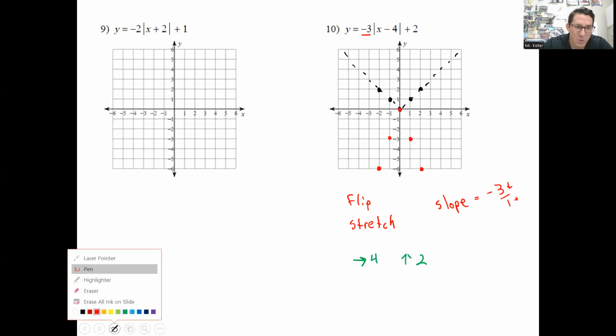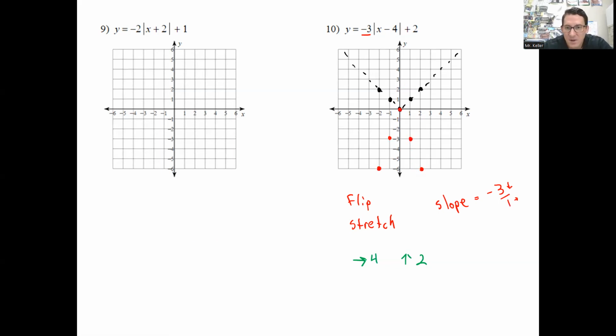And then on each of those points, I'm going to shift right 4, up 2. Right, 1, 2, 3, 4, up 2. And I can plot the other points just like that. So there we go. So I did the flip and the stretch by using that as a slope, and then I shifted each of the points right 4, up 2.